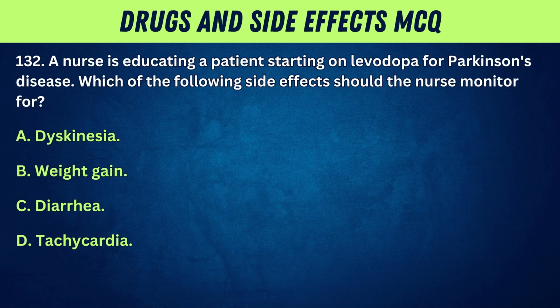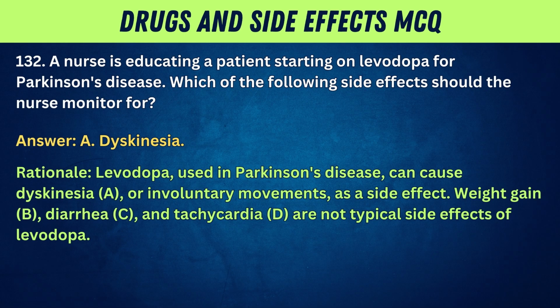132. A nurse is educating a patient starting on levodopa for Parkinson's disease. Which of the following side effects should the nurse monitor for? A. Dyskinesia. B. Weight gain. C. Diarrhea. D. Tachycardia. Answer: A. Dyskinesia. Rationale: levodopa, used in Parkinson's disease, can cause dyskinesia, A, or involuntary movements as a side effect. Weight gain, B, diarrhea, C, and tachycardia, D, are not typical side effects of levodopa.